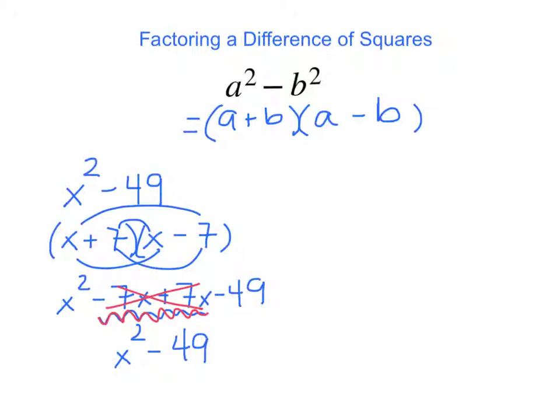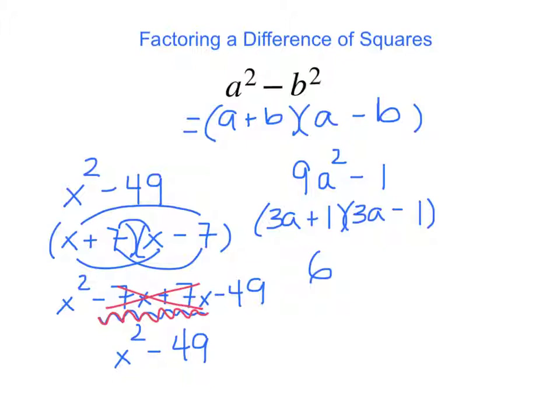Let's look at another couple of examples. This time we actually have room. How about 9a squared minus 1? Well, what squared would give me 9a squared? Well, first of all, 3 squared would give me 9, and a times a would give me a squared. So the square root of 9a squared is 3a. And then the square root of 1, well, 1 is a perfect square. The square root of 1 is itself. 1 plus, 1 minus. We're done. That one's factored.